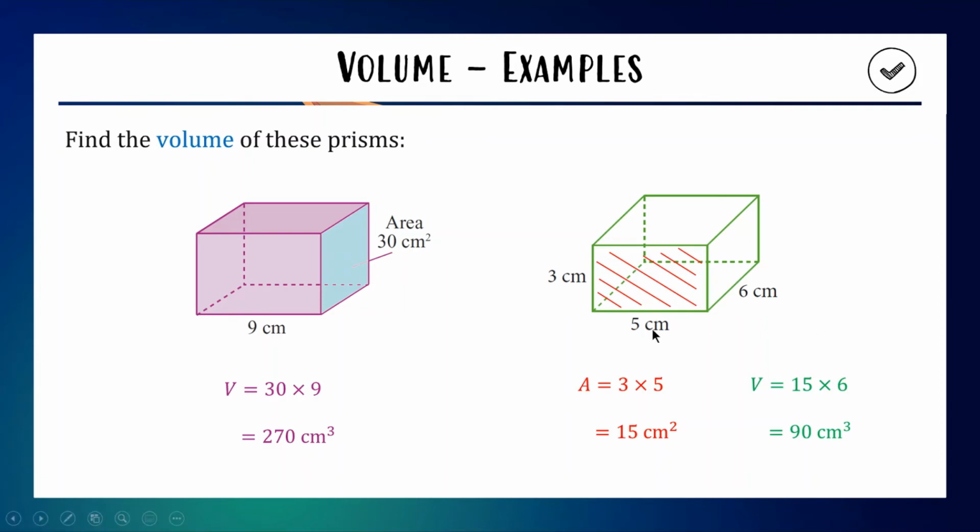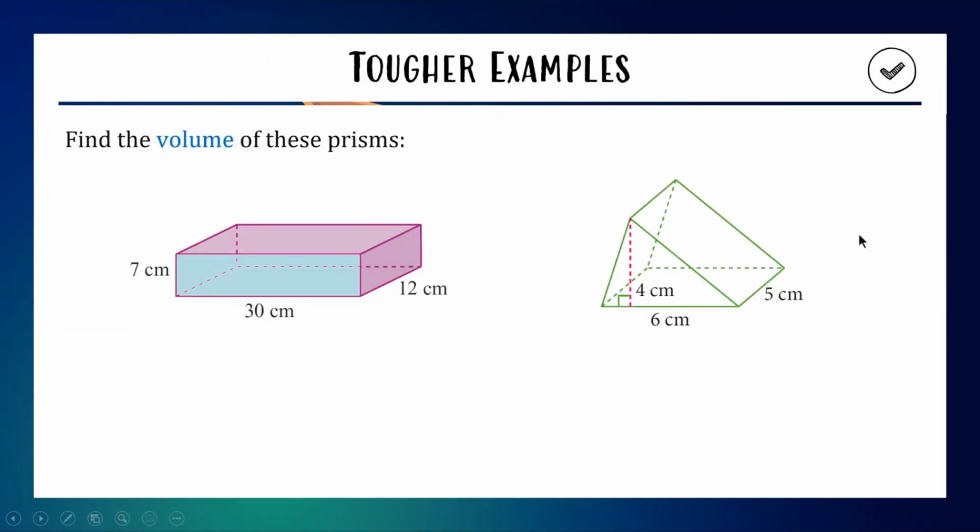Okay, so there we have it. You just find an area and you multiply by how long the prism is, and then you've got your volume. Easy peasy. Let's try a couple of slightly tougher ones. We've got another rectangular prism and we've got a triangular prism. If you feel like you're getting this, you're welcome to pause the video and try these by yourself, or if you just want to watch along, that's all good as well.